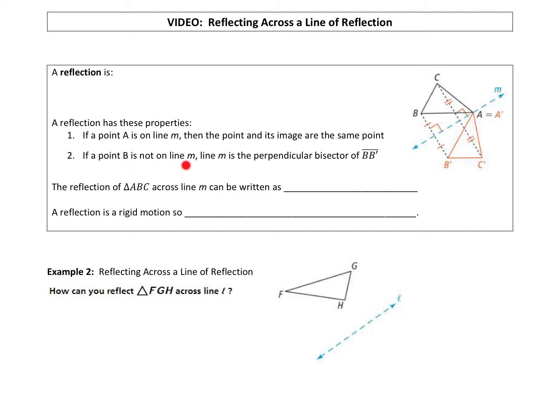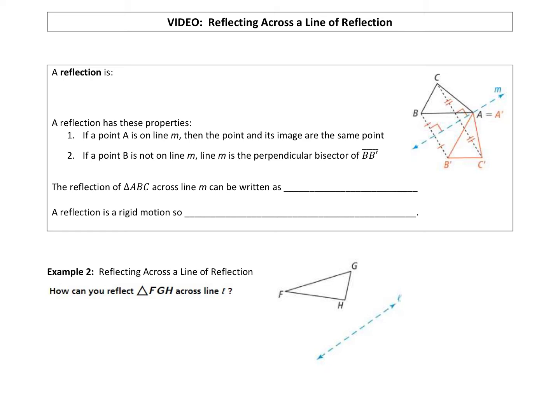If point B is not on line M, so we can see point B over here is not on line M, line M is the perpendicular bisector of segment B B prime. So here's point B, here's point B prime. The line of reflection is a perpendicular bisector. So if I connect B to B prime, that segment BB prime is going to be perpendicular to our line of reflection, and because it's also a bisector, it is cutting BB prime in half. So from B prime to the line of reflection will be the same as from B to the line of reflection.